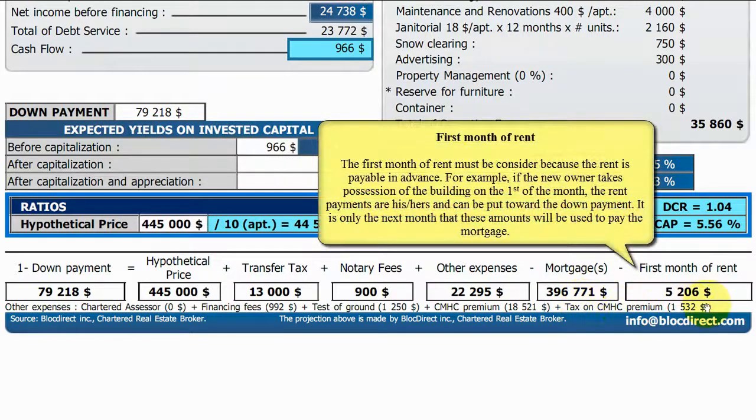Note, first month of rent. The first month of rent must be considered because the rent is payable in advance. For example, if the new owner takes possession of the building on the first of the month, the rent payments are his or hers and can be put toward the down payment. It is only the next month that these amounts will be used to pay the mortgage.